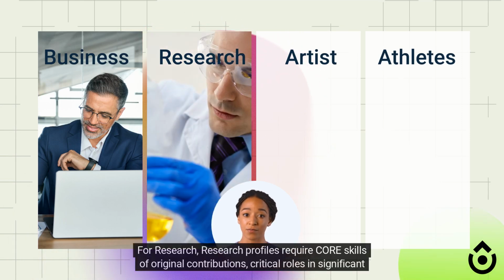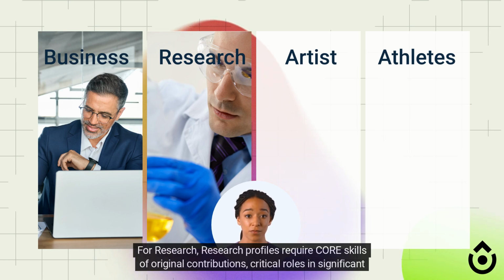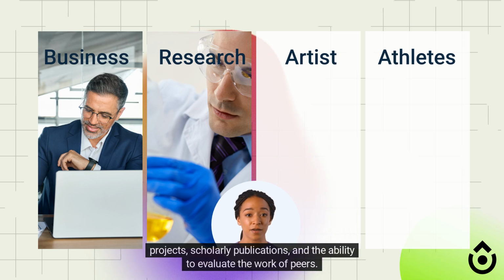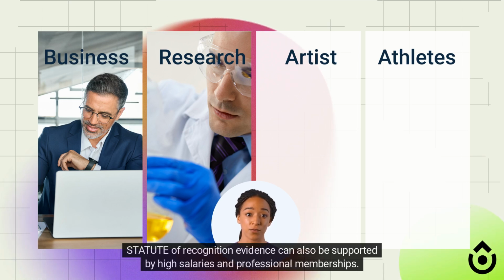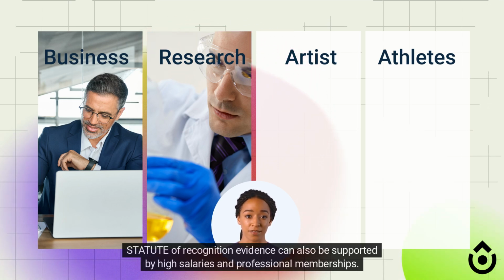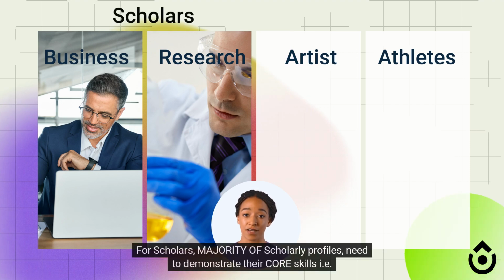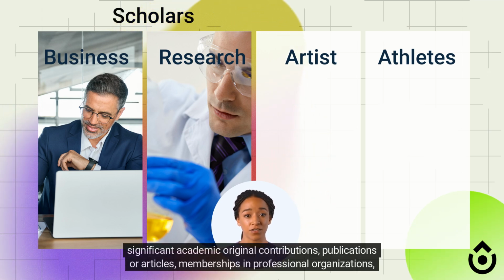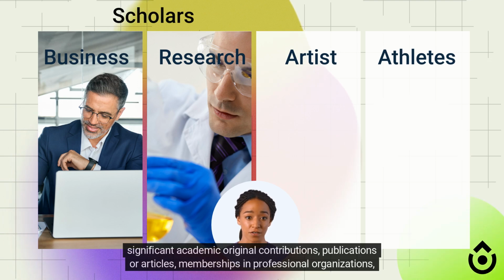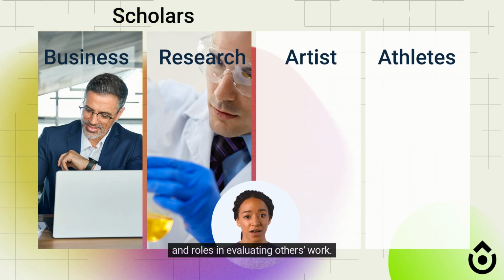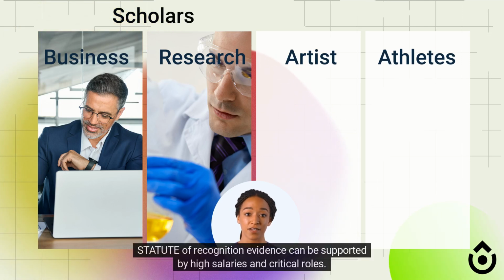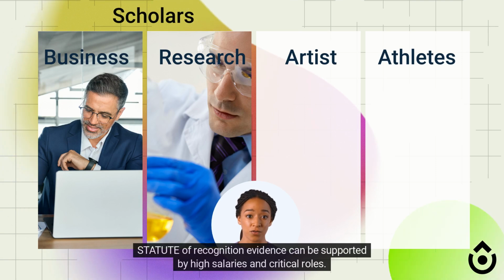Research profiles require core skills of original contributions, critical roles in significant projects, scholarly publications, and the ability to evaluate the work of peers. Statute of recognition evidence can also be supported by high salaries and professional memberships. For scholars, the majority of scholarly profiles need to demonstrate their core skills, that is, significant academic original contributions, publications or articles, memberships in professional organizations, and roles in evaluating others' work. Statute of recognition evidence can be supported by high salaries and critical roles.